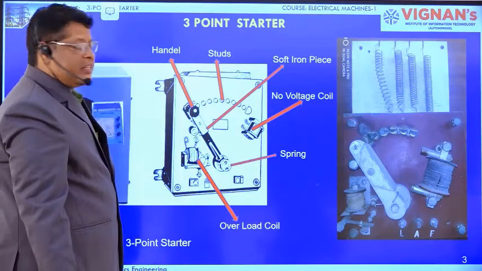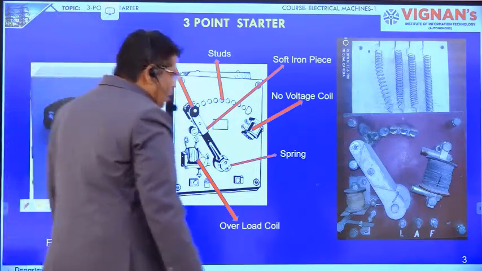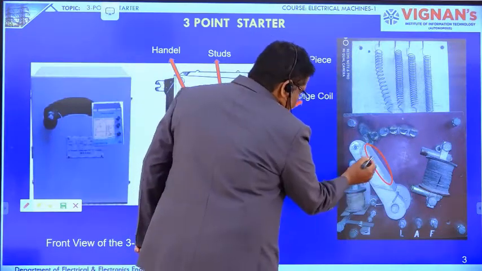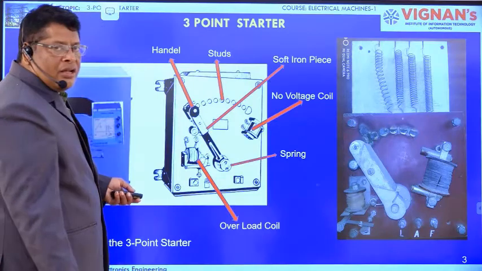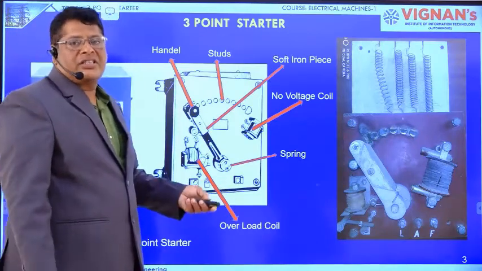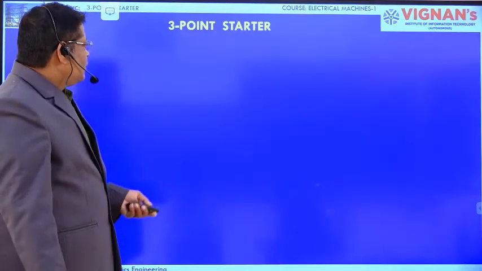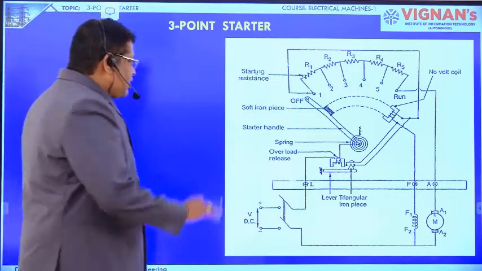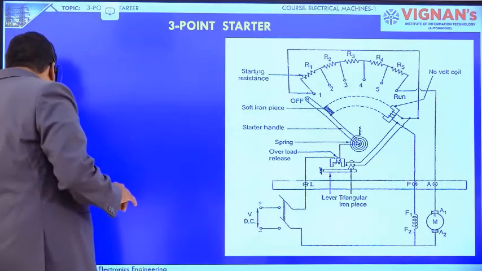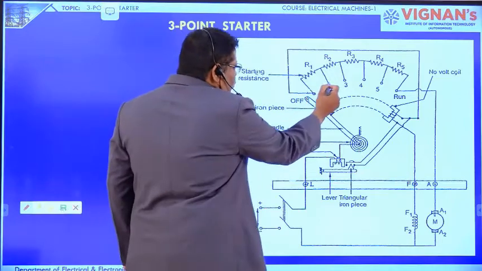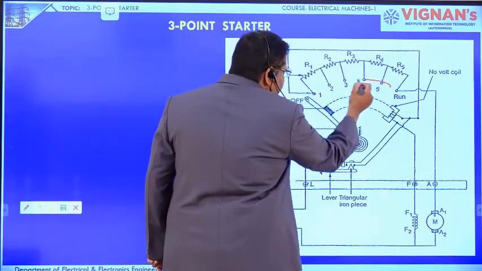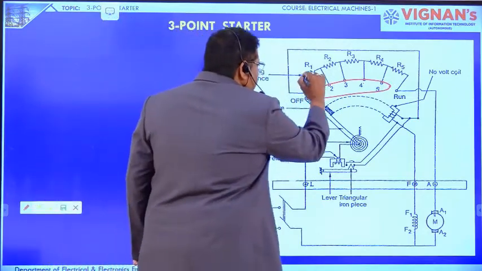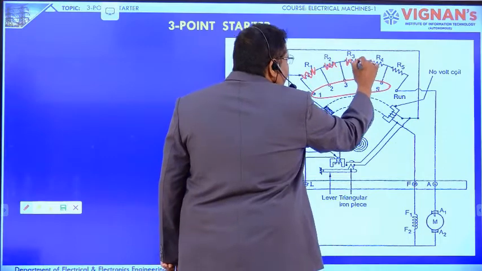Next, the soft iron piece. See here, this one is the soft iron piece. Now we are going to see the circuit diagram of a 3-point starter. See, this is the circuit diagram of a 3-point starter. These are the studs. In the circuit diagram, you can find 1, 2, 3, 4, 5 studs. Across the studs, the resistances are connected, fixed resistances.